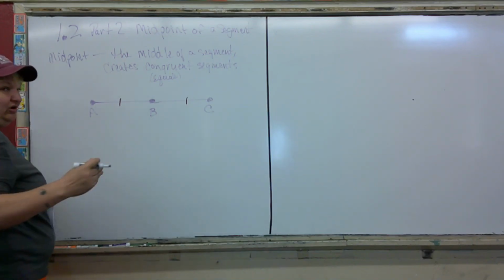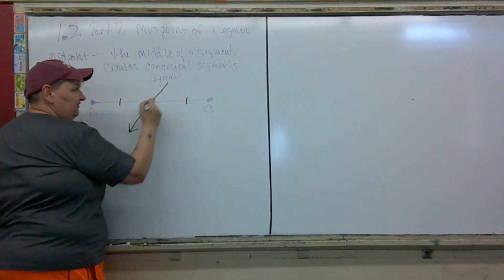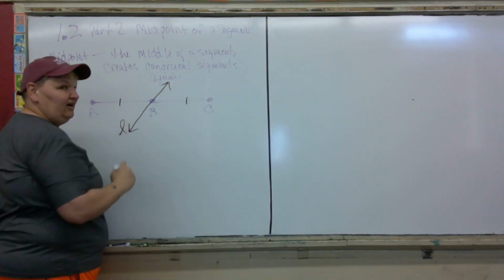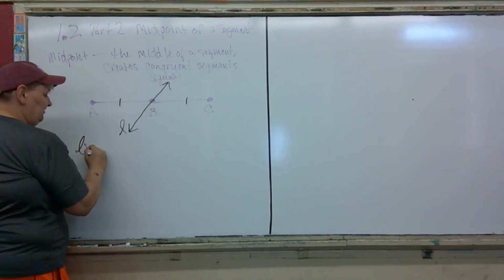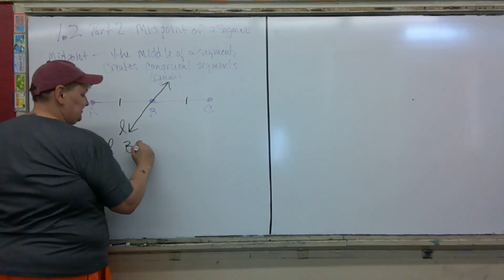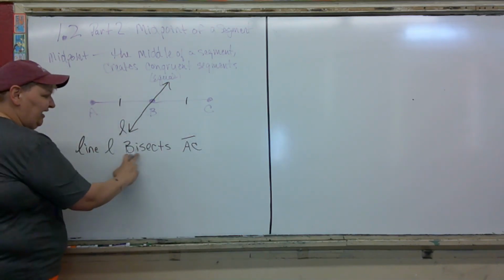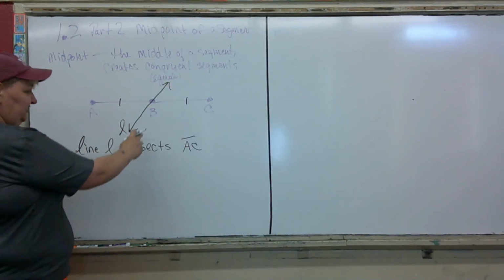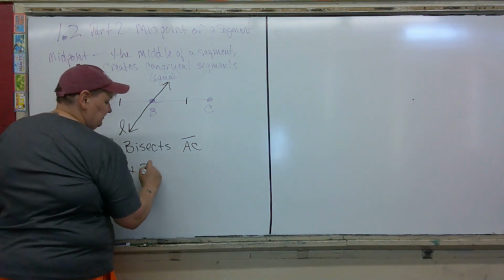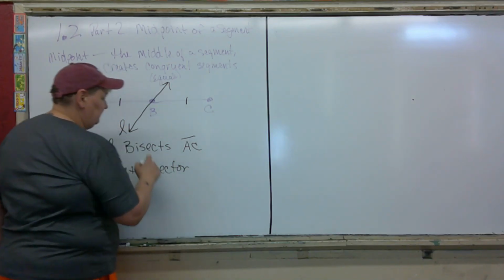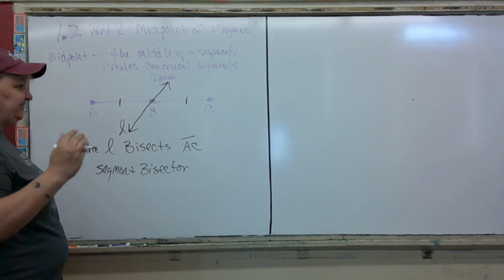If a line or a ray or a segment bisects the midpoint, right? Let's call this line L. Then it said that line L bisects segment AC. Right? It bisects. It cuts it in half. It's also called a segment bisector. Right? Because it cuts it in half. It bisects it. Bi meaning two. It creates two perfect halves.